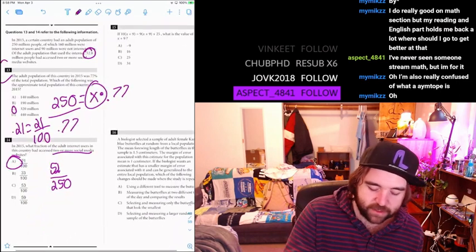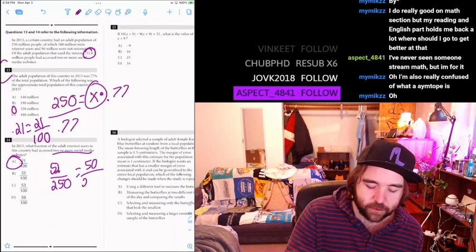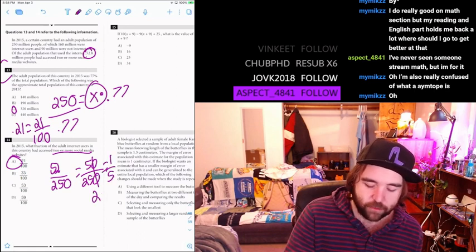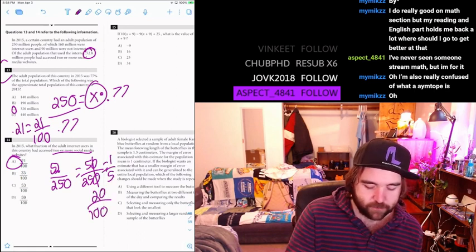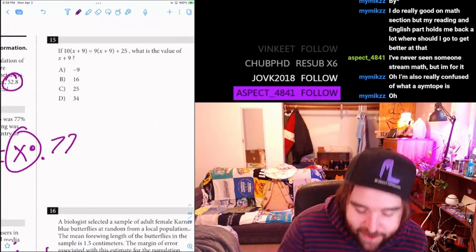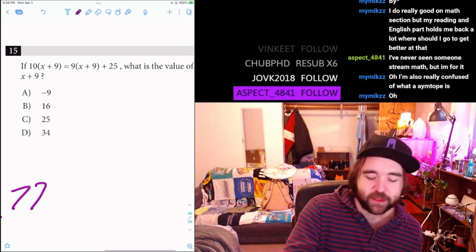And I just noticed as I rounded, this is like 50 over 250, which is like 5 over 25, which is like 1/5, which is like 20 over 100, which is like 21 over 100. Okay, this is cool. So, I mean, this is super straightforward.